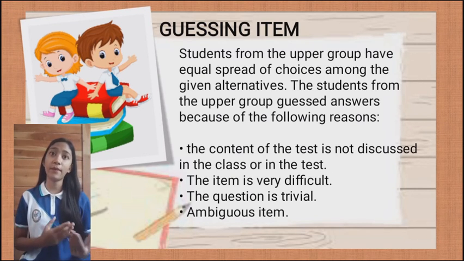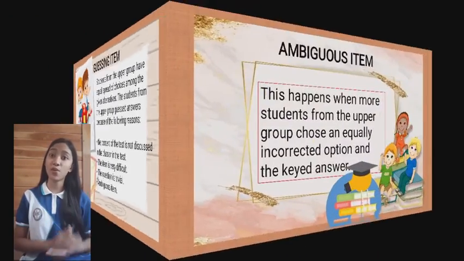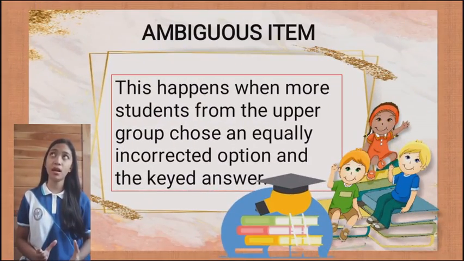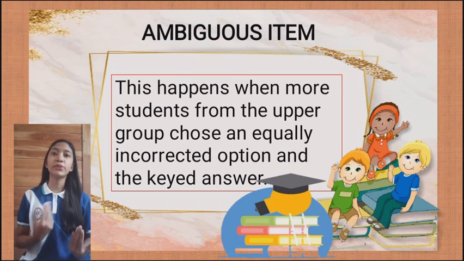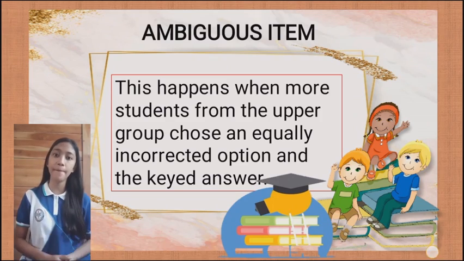So the students from the upper group guessed the answer because of the following reasons. First, the content of the test is not discussed in the class or in the test. Second, the item is very difficult. Third, the question is trivial. And fourth, ambiguous. So, ambiguous items happen more when students from the upper group choose an equally incorrect option and keyed the answer.